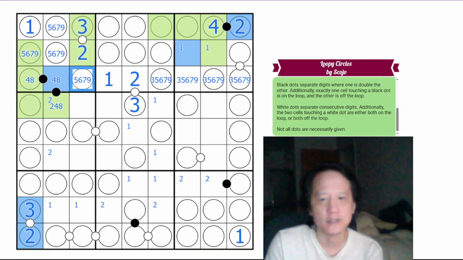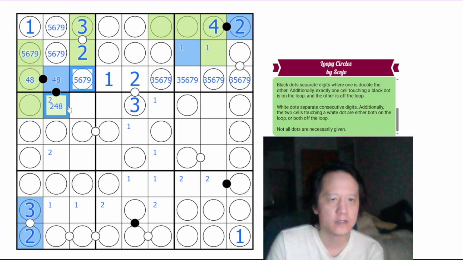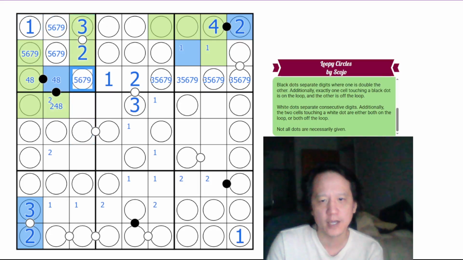This cannot be on the loop because it would be considered touching itself, as they would be sharing an edge. And this has to connect to one of these two. So if we try to connect this way, this doesn't have an edge to connect to, so this doesn't work. So this cannot be on the loop.